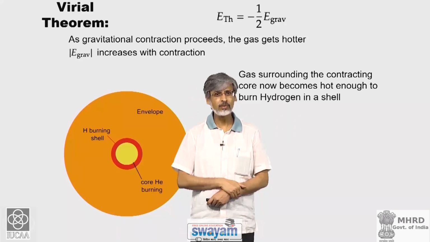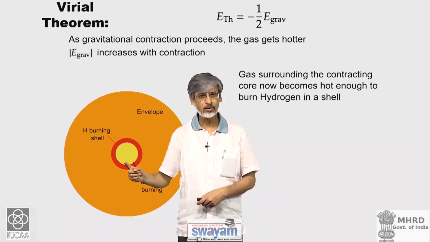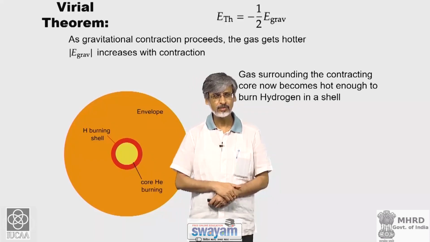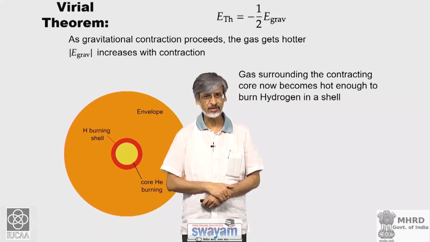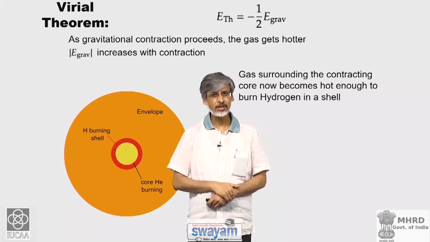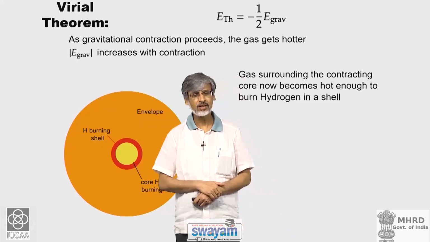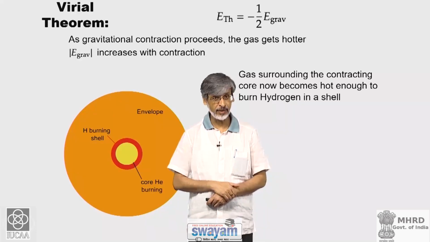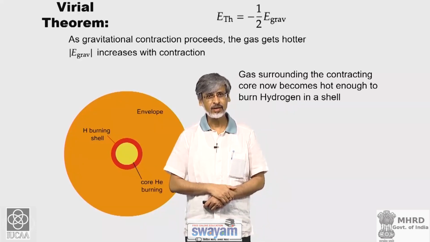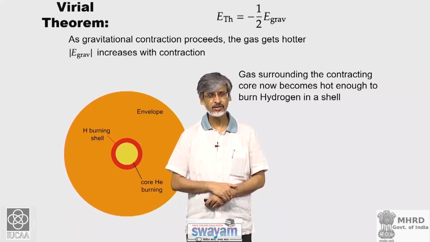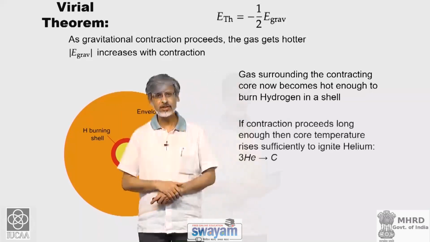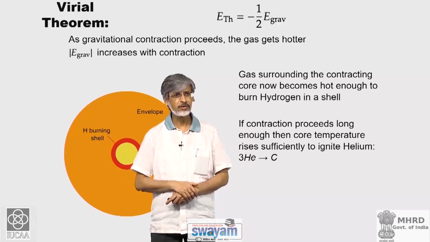So, now we are left with a core which is not burning anything and contracting. Just surrounding it, there is a shell which is burning hydrogen, and this hydrogen burning now starts producing a lot of energy. The star becomes bright and it in fact expands, driving it to something called a red giant phase, and the core continues to contract. As it continues to contract, it will continue to get hotter.